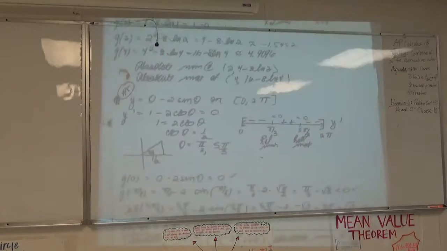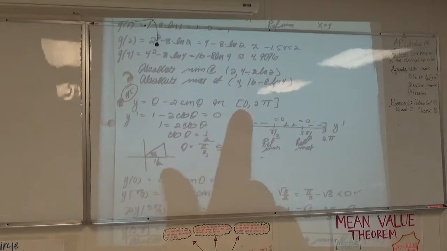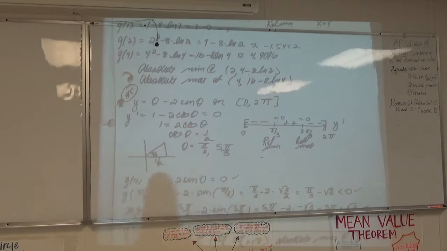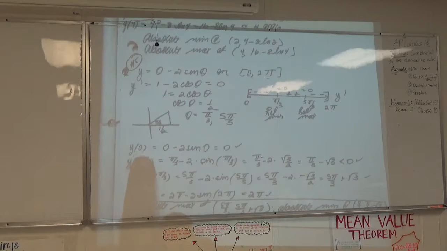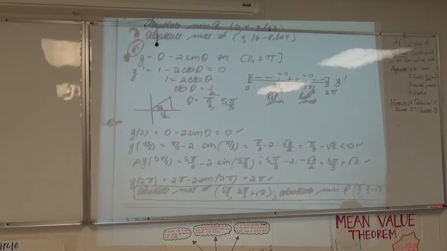All right. Number 5, take a derivative. Ooh, trig. Daddy likes the trig. Okay, derivative 1 minus 2 cosine theta. Set that equal to 0. Solve it, pi over 3 and 5 pi over 3. Evaluate the original function at pi over 3 and 5 pi over 3, at 0 and at 2 pi. Conclusion, absolute max at 5 pi over 3, 5 pi over 3 plus radical 3. Absolute minimum at pi over 3, pi over 3 minus square root of 3.